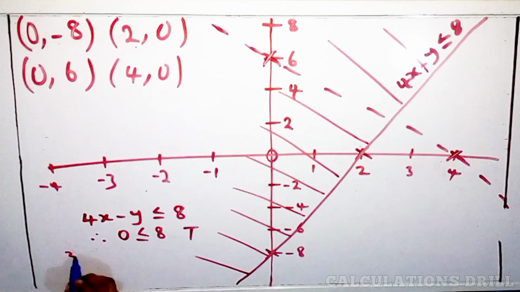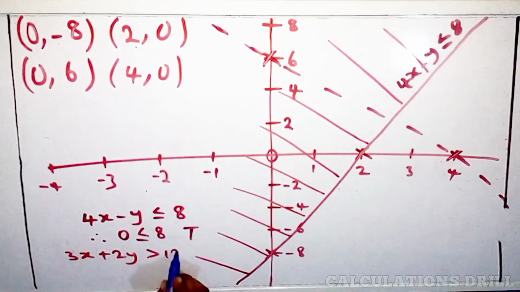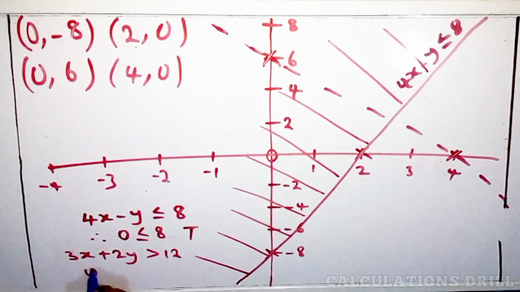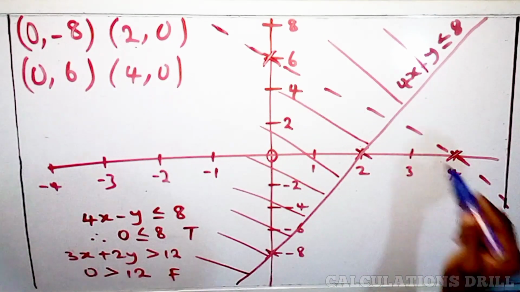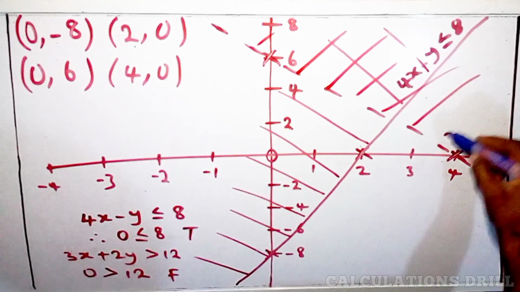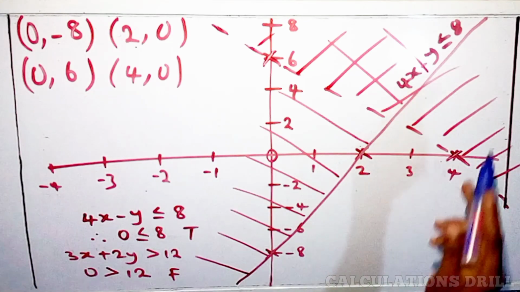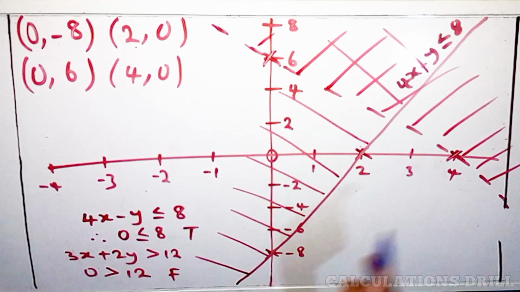Then we check also the second inequality using our zero test. If it is not true, then the origin will not be included. So let's check and see. 0 is greater than 12. That is false. That's why you see me shading the other way. So 0 will not be included. 0 is the origin I'm talking about.